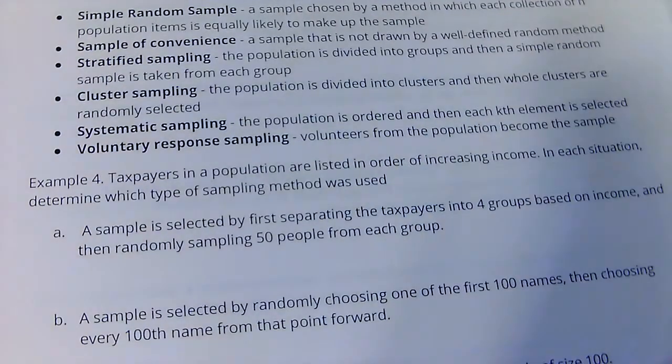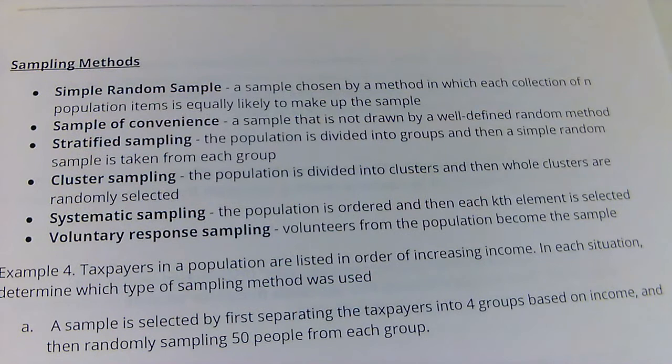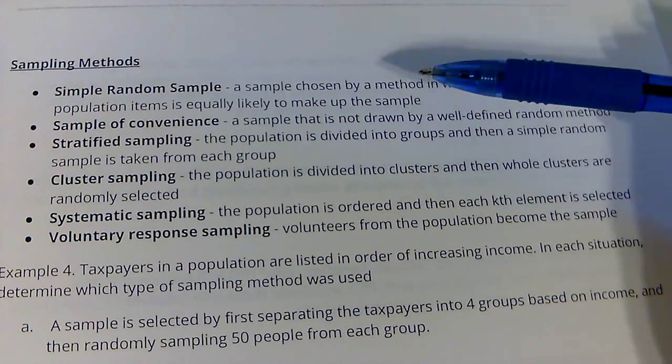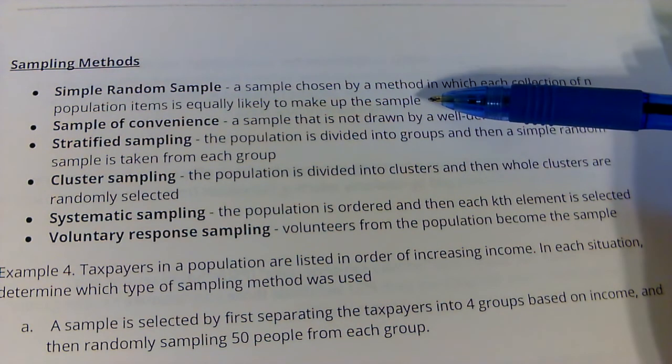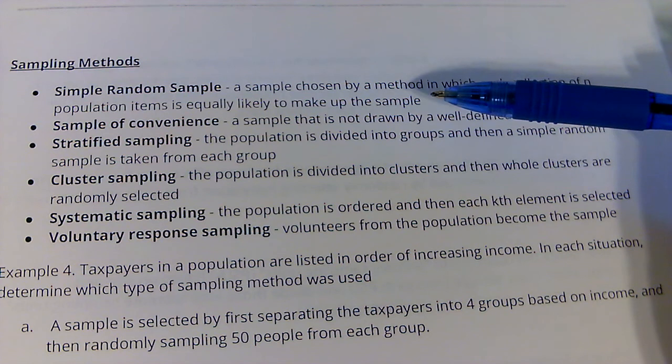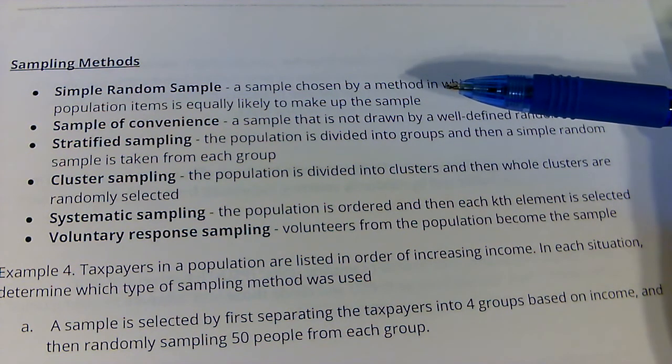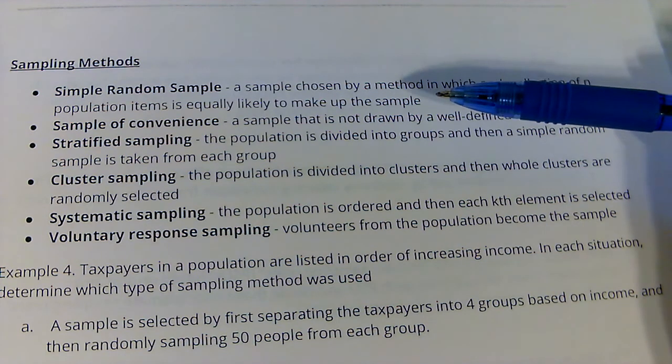Now, the last thing we're going to look at in this lesson are the different ways we can collect a sample. And the main ones we're going to look at are these 6. A simple random sample is a sample collected where every member of the population is equally likely to make up the sample. It is truly random. Maybe you use a random number generator. Maybe it's a true drawing of names out of a hat or something like that.